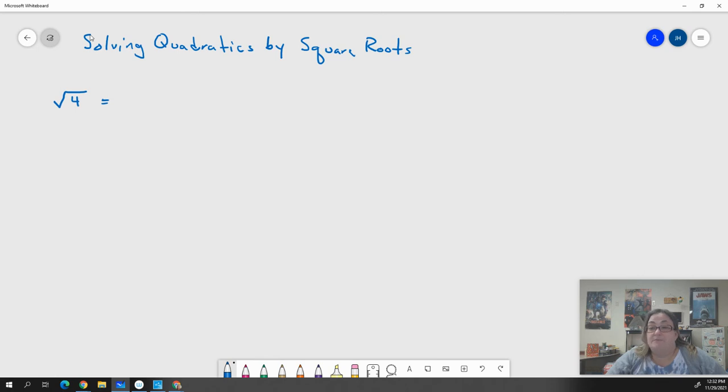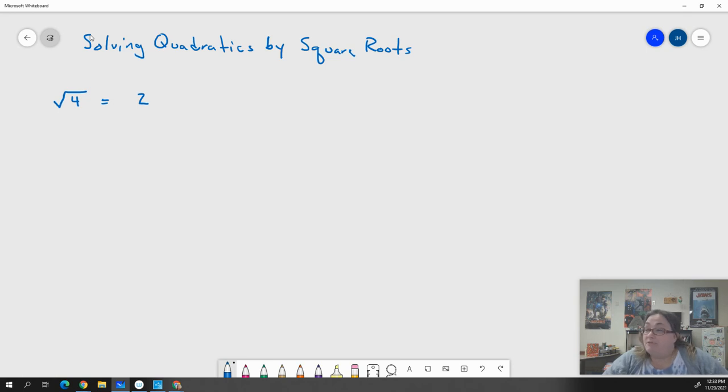This is an easy one. Thank you, Race. I appreciate that. Race says that 2 times 2 equals 4, and he is absolutely right. So we can say that the square root of 4 is 2.